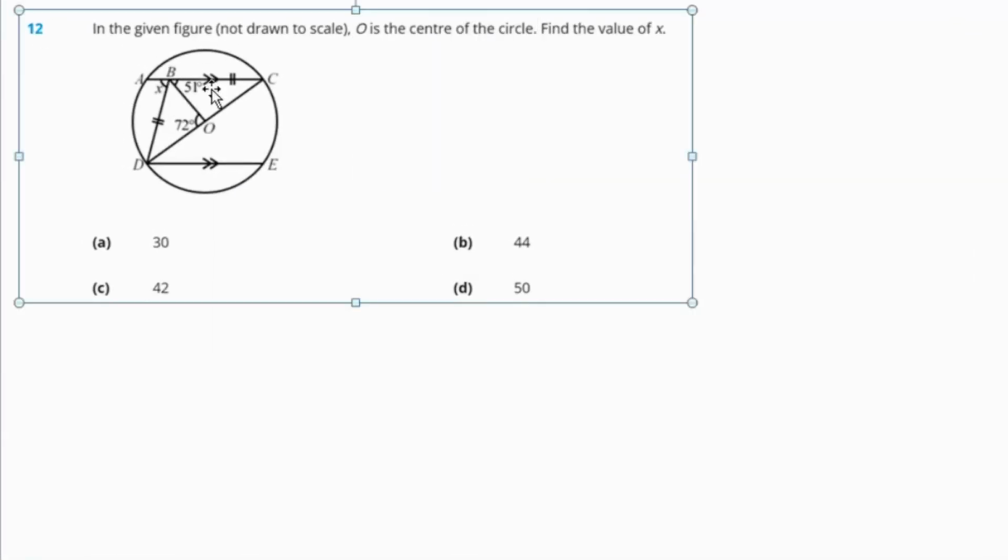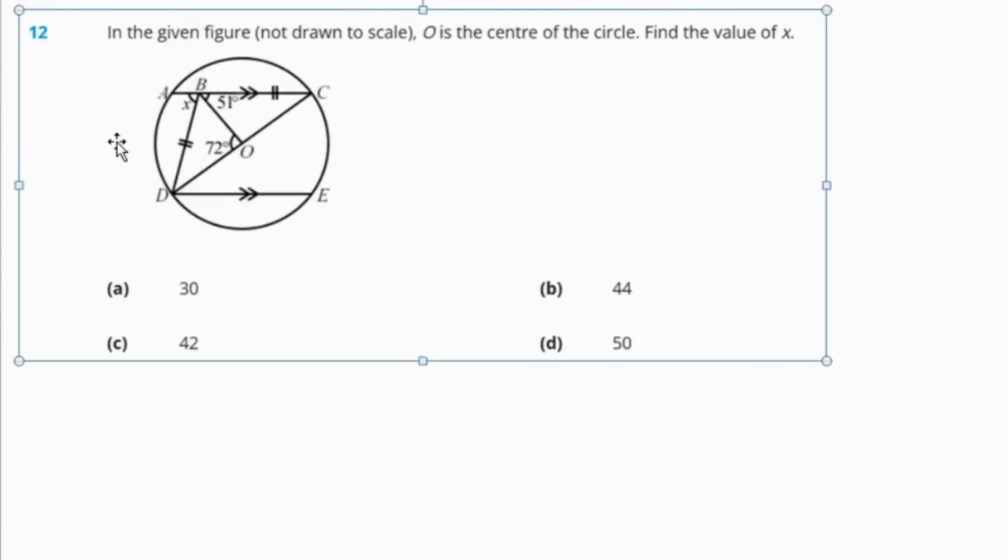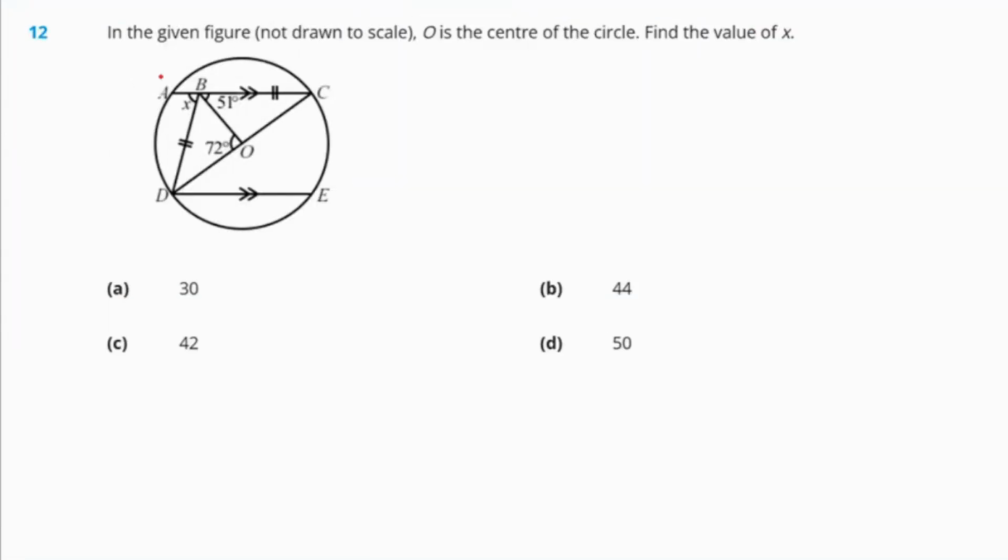Okay, so next in this question, O is the center of the circle and we are supposed to figure out the value of x. What we can do, since these two sides are equal and that is already given to us, and this angle is 72 degrees, then this angle needs to be 180 minus 72 degrees. That gives us what? 108 degrees. So this angle needs to be 108 degrees.